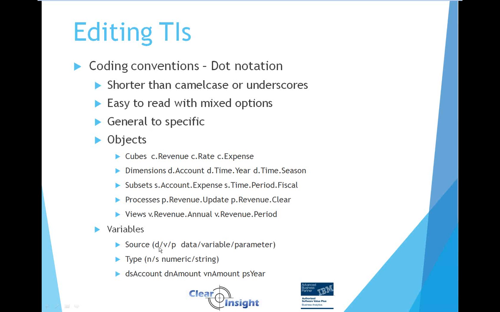So we're using prefixes for D, V, and P, data, variable, parameter. For type, numeric or string. So you'll get examples, DS account, DN amount. So this DS account would be the data, it comes from a data source, it's a string, and then it's called account. So any of these are fine to use.